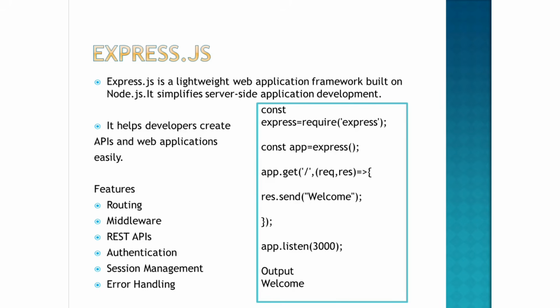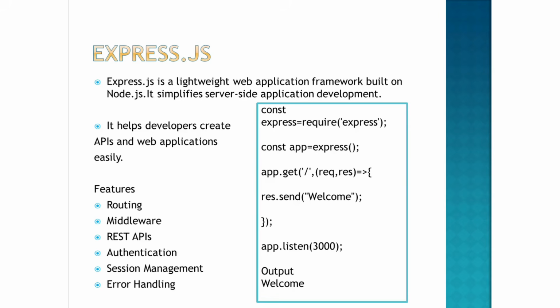Next, this slide introduces Express architecture and middleware. Middleware is one of the most important concepts in Express.js. Middleware functions execute during the request-response cycle. They can inspect or modify the request, perform some processing, and then allow the request to continue.